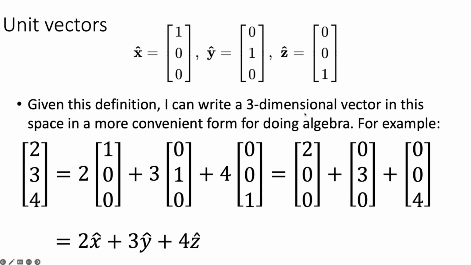So going back to this representation, 1, 0, 0 we just call x hat. This is 0, 1, 0, that's just y hat. So this 2, 3, 4 right here, you could write as 2x hat plus 3y hat plus 4z hat. And this is so much better to work with most of the time if you're doing algebraic manipulations.